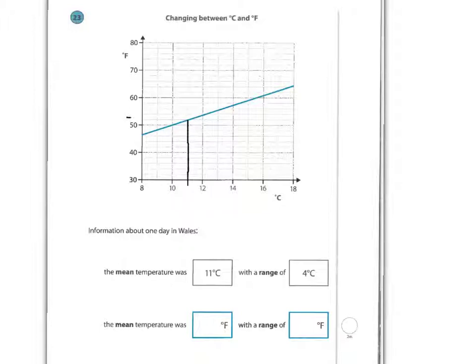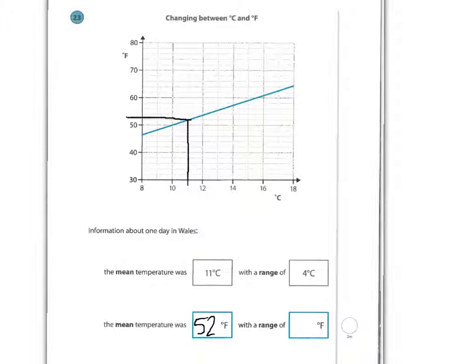Then we have to read across, and what we can see is that is one little sort of square above 50. So what is it going up in this graph? Well, between 30 and 40 there are 5 small steps, so it is going up in 2s. So this would be 52 degrees F.